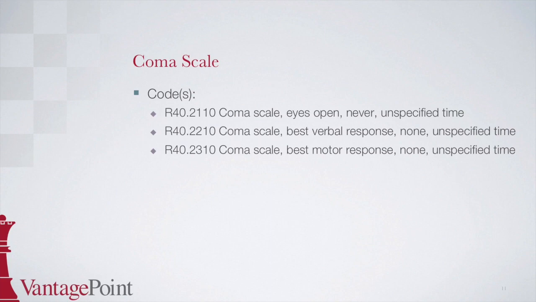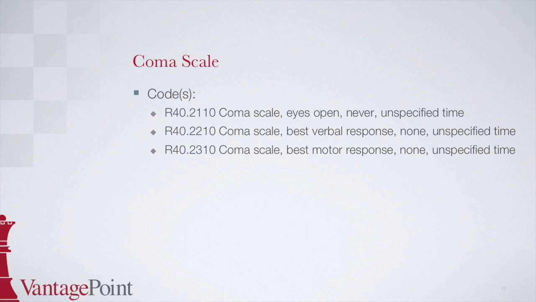I started with opening of eyes, which is none for this patient. Therefore, the code next to the phrase opening of eyes never is R40.211 with a checkbox next to it indicating that more digits are required. When we confirm our code in the tabular, the 7th character option of 0 for unspecified time is appropriate, since our documentation does not include when the coma scale was assessed.